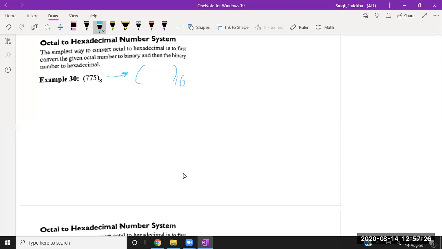Good. Saurabh Kumar Singh, correct answer. Dhaval, correct answer. Savita, correct answer. Shubham, correct answer. So all of you are getting the correct answer. Very simple. 7 is 111. 7 is also 111. You already know. 5 is 101.